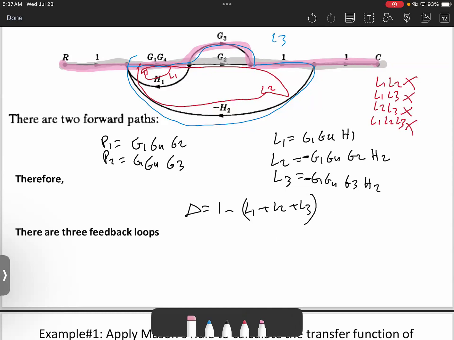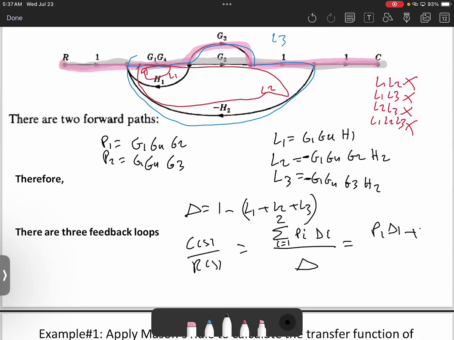Okay? The next thing is we can say C of S over R of S equals the sum Pi delta I divided by delta when I starts from 1 up to N, which is 2. We have 2 paths, right? So we can substitute it P1 delta 1 plus P2 delta 2 divided by delta. Okay? Now the next thing here, we already know delta. We know P1, P2. The next thing is to calculate delta 1 and delta 2. Correct? So how can I calculate delta 1 and delta 2?